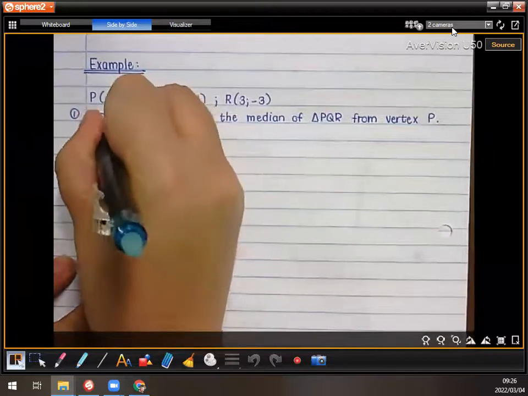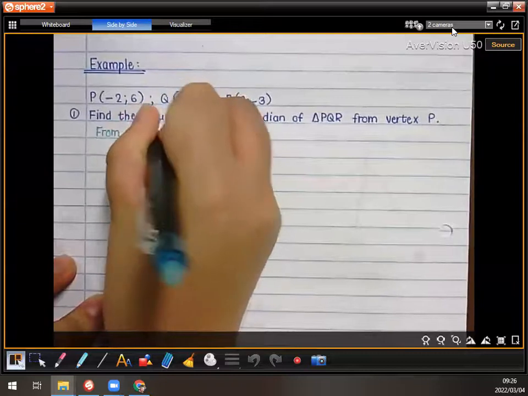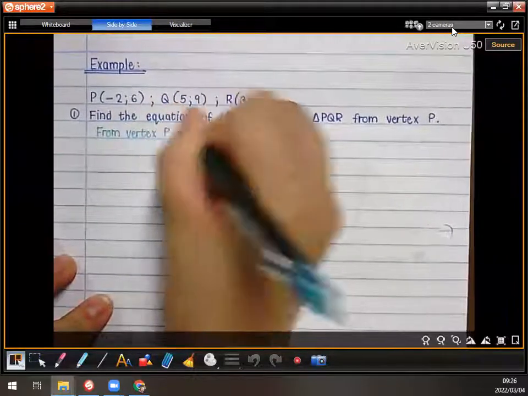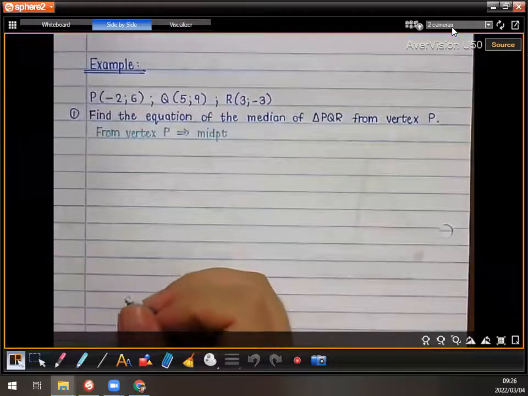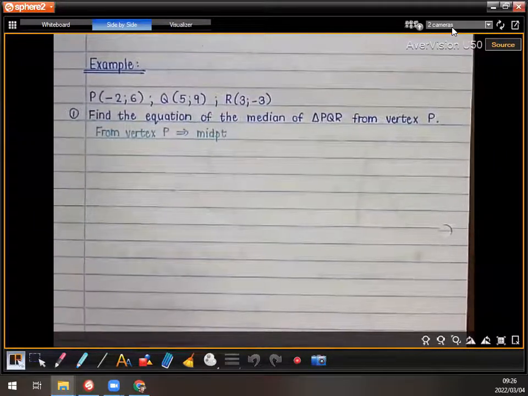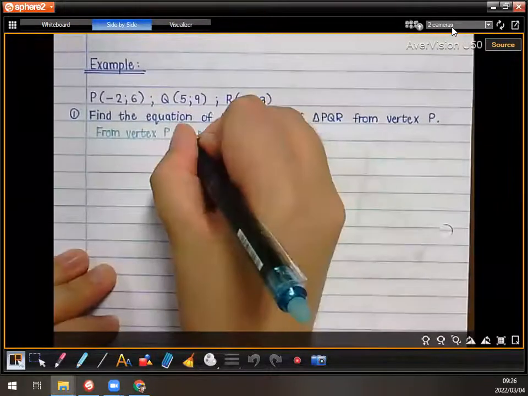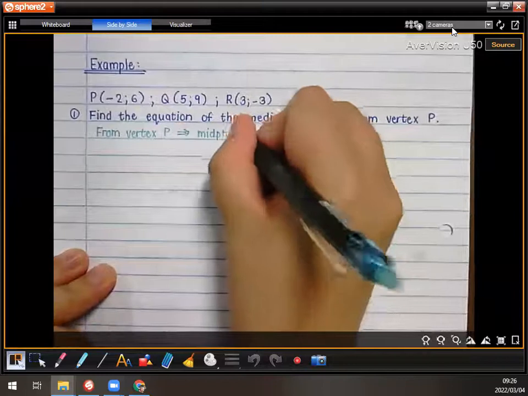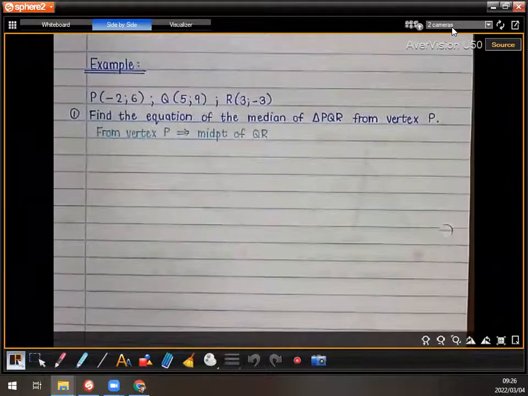Now guys, if this median is from vertex P, then it's going to the midpoint of the opposite side. Now, what is the opposite side of point P? If you can just think of a triangle, it doesn't actually matter how that triangle looks. You have a PQR. If it's from point P, it's going to go to QR. So from vertex P to the midpoint of QR, it's always the other two letters. Always to the midpoint of the other two letters.